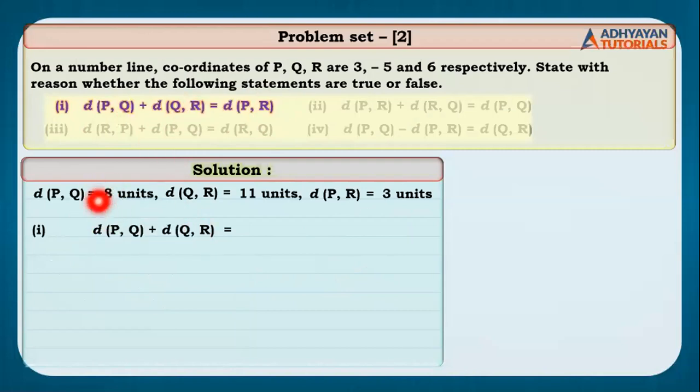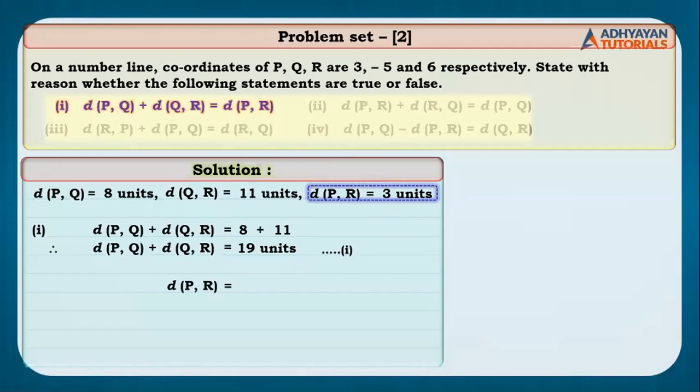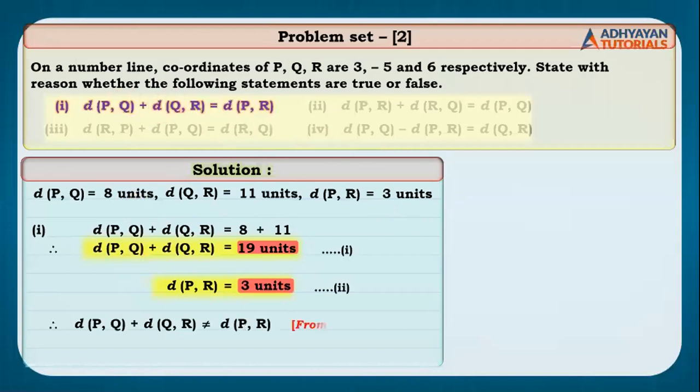So what is value of PQ, children? 8. And what is value of QR? 11. What is 8 plus 11? 19. Acha, is 19 equal to the right hand side, which is PR? It is equal to 3. Now if you see equation 1 and 2, दोनों का right hand side equal नहीं है. 19 and 3, they are not equal. Therefore I can state that the left hand side is not equal to right hand side.